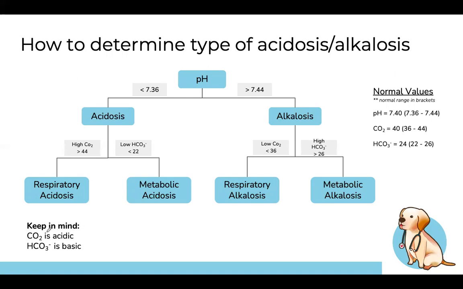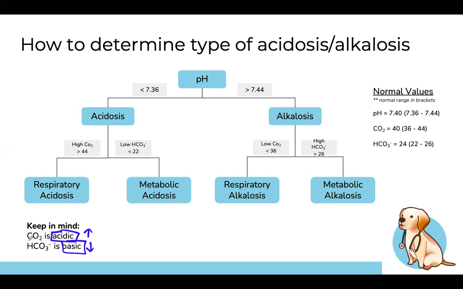Keeping in mind that carbon dioxide is acidic and bicarb is basic, when you have acidosis, it's either because you have really high levels of carbon dioxide or really low levels of bicarb. You can determine that by looking at your normal ranges, which for carbon dioxide, the upper limit is 44, and for bicarb, the lower limit is 22. If you have really high carbon dioxide, you can conclude that's respiratory acidosis. And if you have really low bicarb, that's metabolic acidosis.